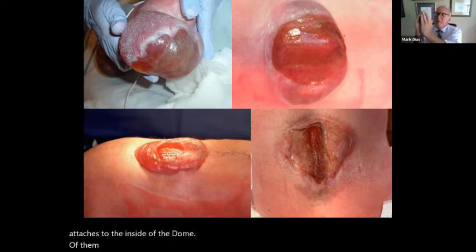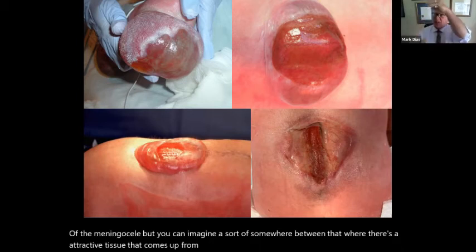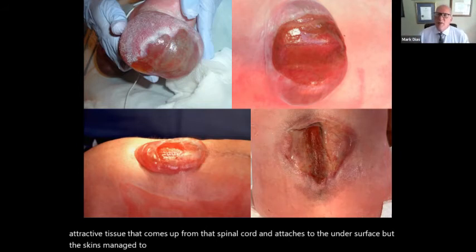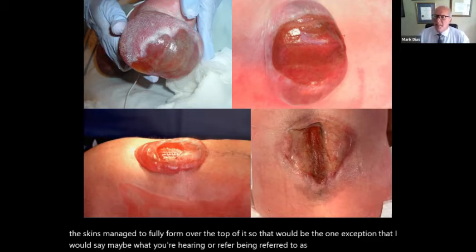But you can imagine something somewhere between that, where there's a tract of tissue that comes up from the spinal cord and attaches to the undersurface, but the skin has managed to fully form over the top of it. That would be the one exception that I would say may be what you're hearing about or being referred to as atretic myelomeningocele.